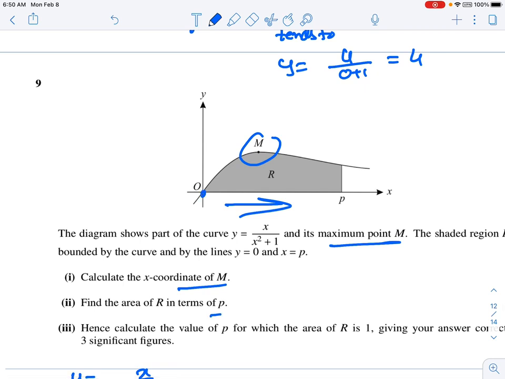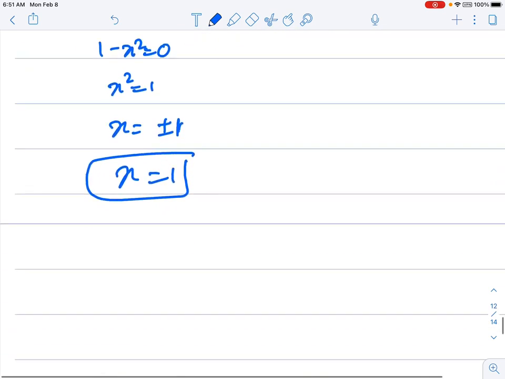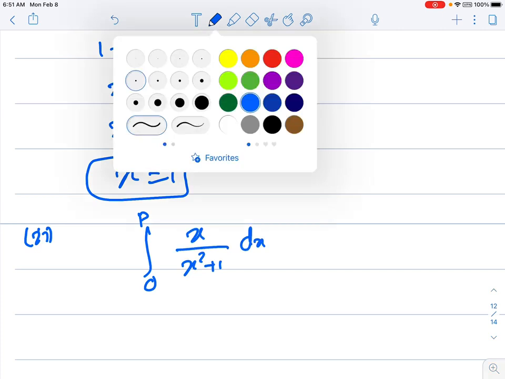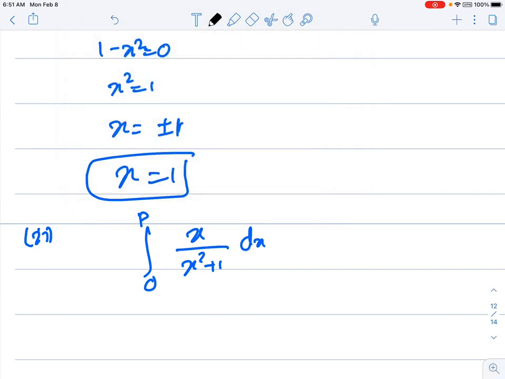Find the area of R in terms of p. It's starting from 0 to p, and I have to do the integration of this. Area means integration. So for part 2, the integral from 0 to p of x upon x square plus 1 dx. We see that the denominator is x square plus 1, and its derivative should be present in the numerator. So what I have done? Multiply and divide by 2.